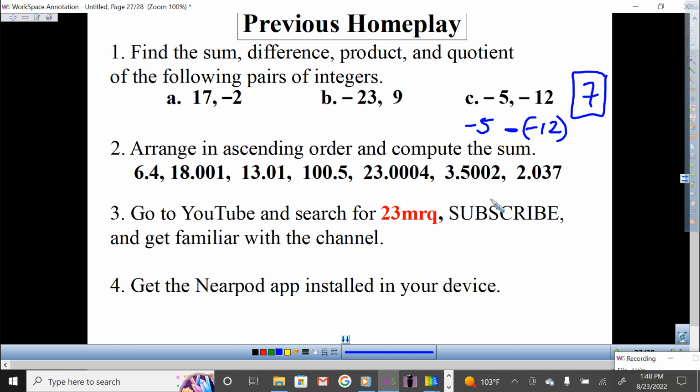All right, and one last one. Let's do the same one. Let's do the quotient. Tell your neighbor what you got for the quotient of that same one.